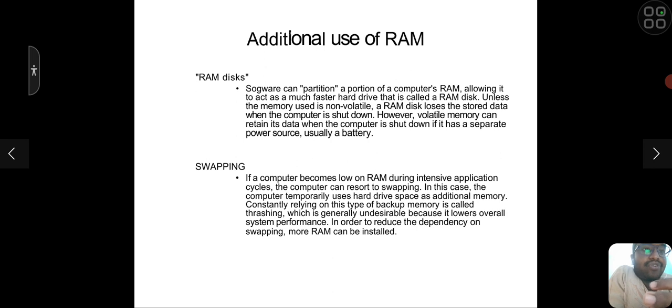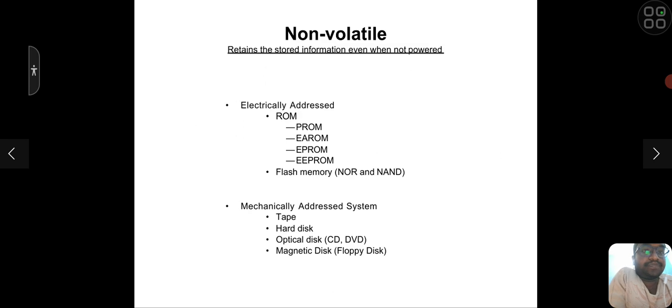If a computer becomes low on RAM during intense application cycles, the computer can resort to swapping. In this case the computer temporarily uses hard drive space as additional memory. Constantly relying on this type of backup memory is called thrashing, which is generally undesirable because it lowers overall system performance. In order to reduce the dependency on swapping, more RAM can be installed.